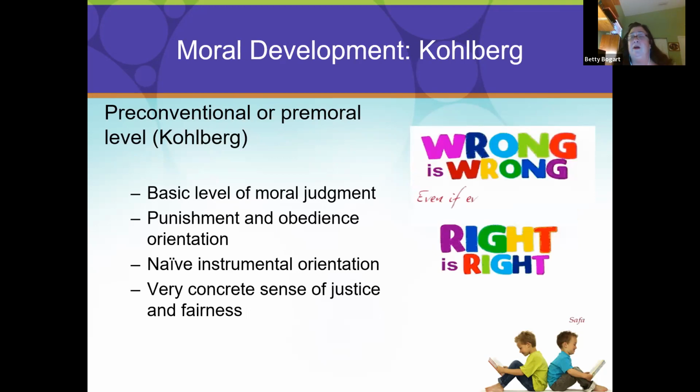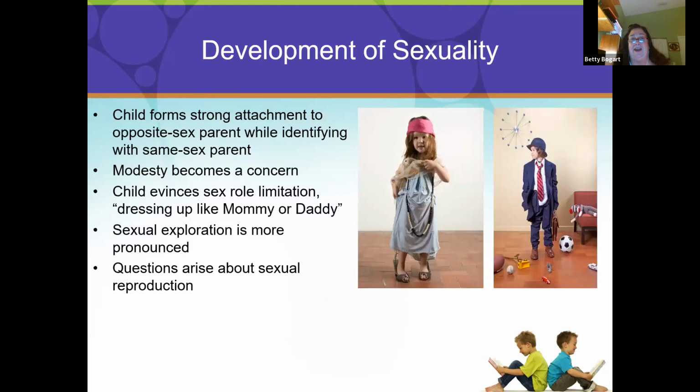Again, Kohlberg: they know right, they know wrong, and they know that there's a consequence or punishment for it. And they don't want to do wrong because they don't want to be punished, okay? But as they get older, they're going to question why you punish them. They want to make sure they're getting the right consequence for their action.